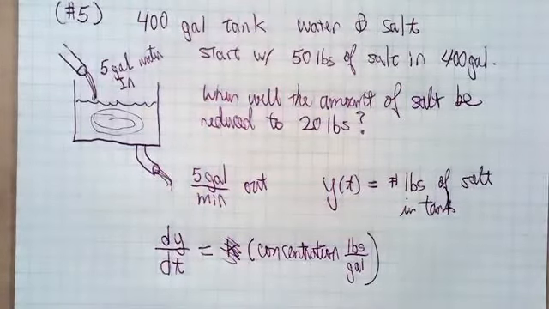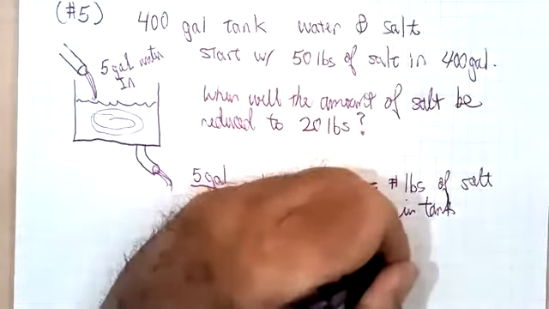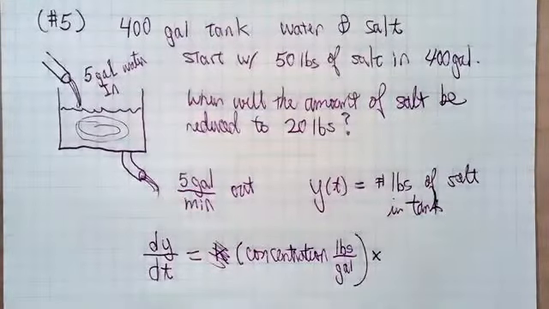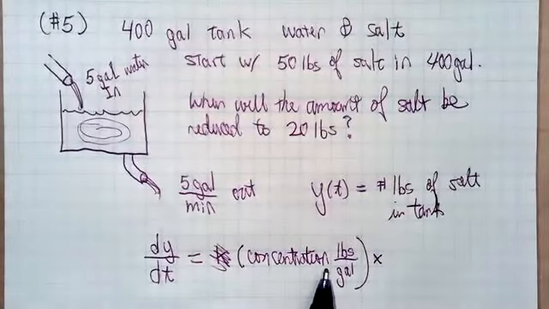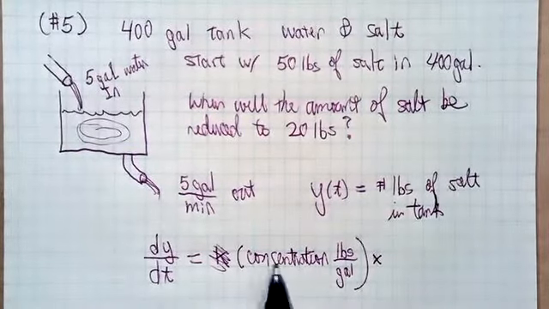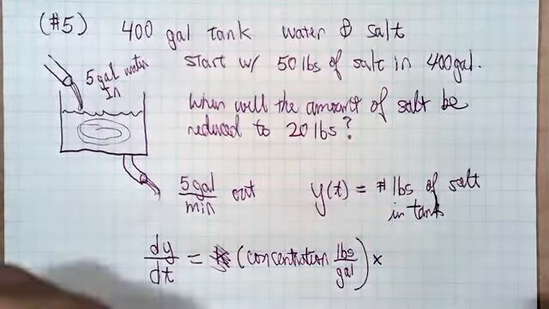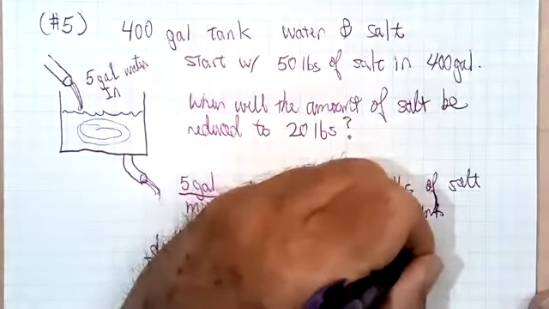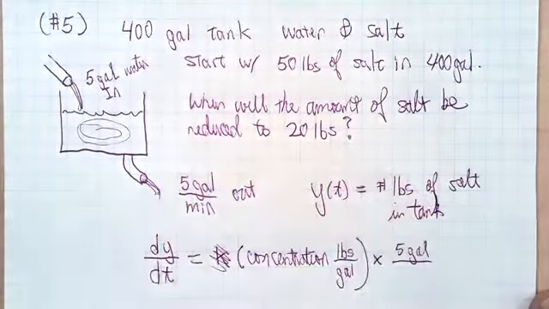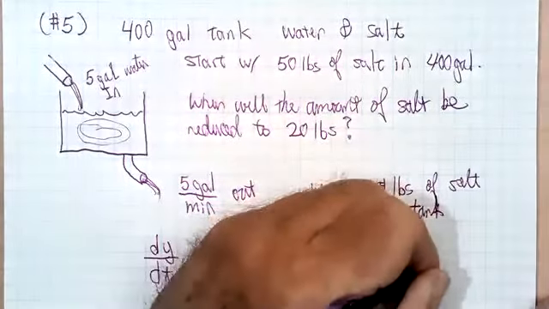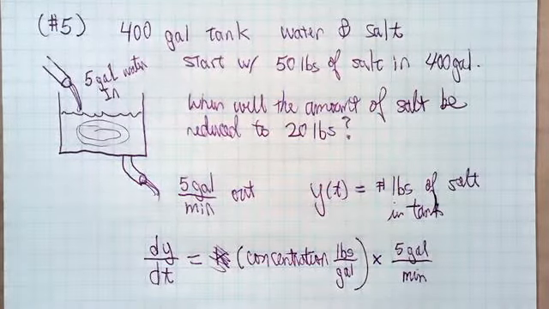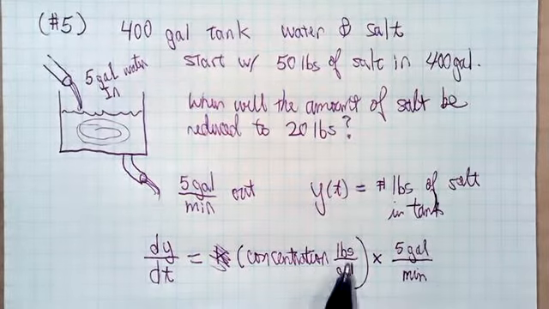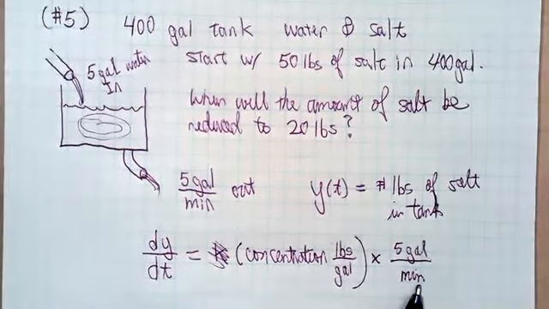Concentration, that's going to be in pounds per gallon, times the rate at which it's running out. The rate at which it's running out is its concentration times the volume per unit time, 5 gallons per minute. And that will give us a rate, and the gallons cancel out, giving us a rate in pounds per minute. That makes sense, right?